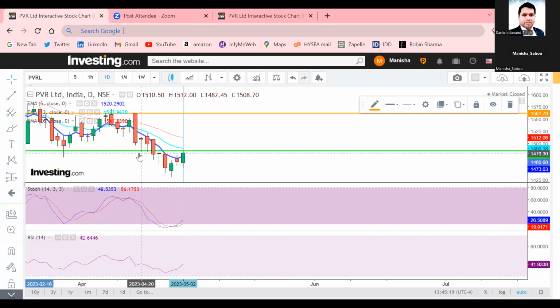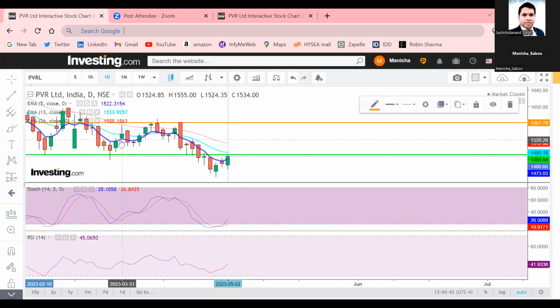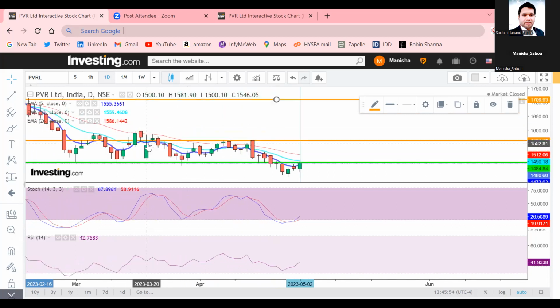What I want to know is, this is a tiny hammer, no? If it is a hammer, it should have moved up, no? No, a hammer is most significant when it is there on the top or bottom. Like here it is a reverse hammer, but it is again in the middle. So a hammer is most important when it is there on the top.